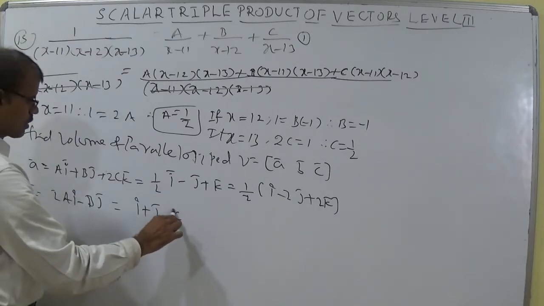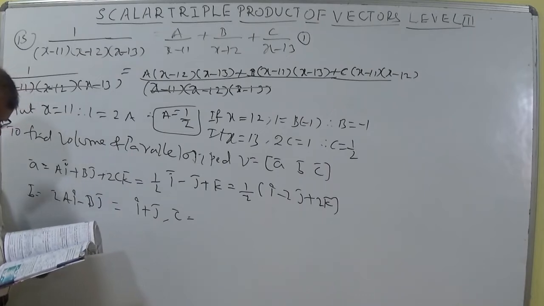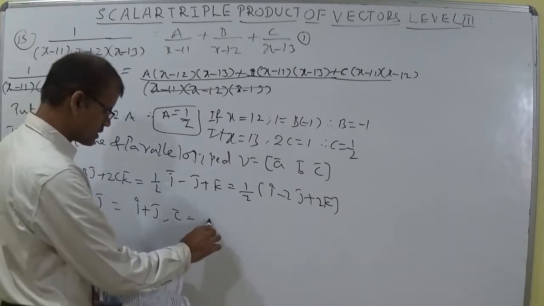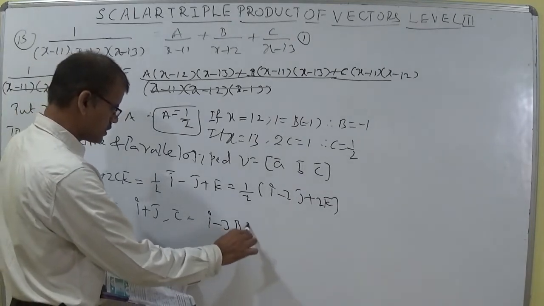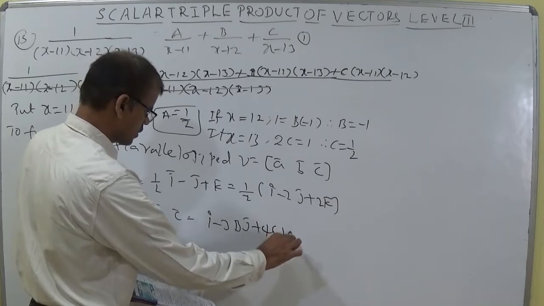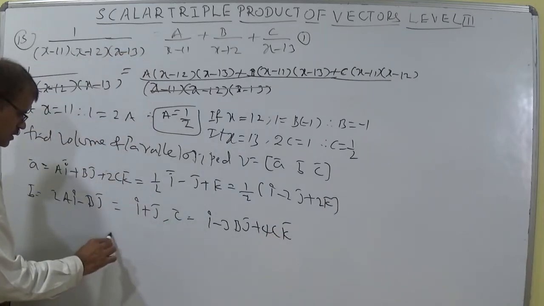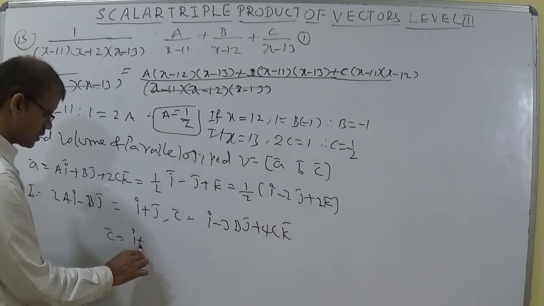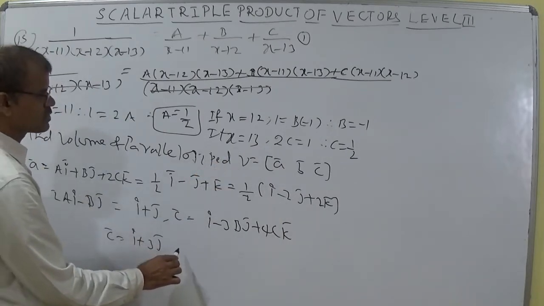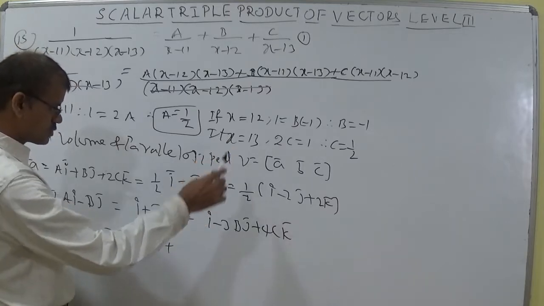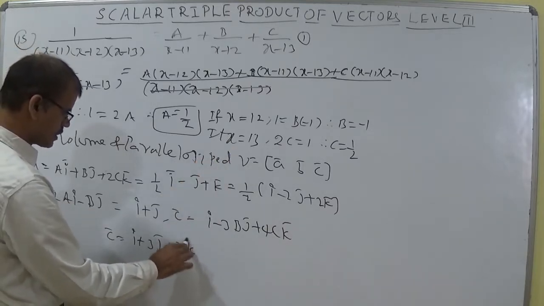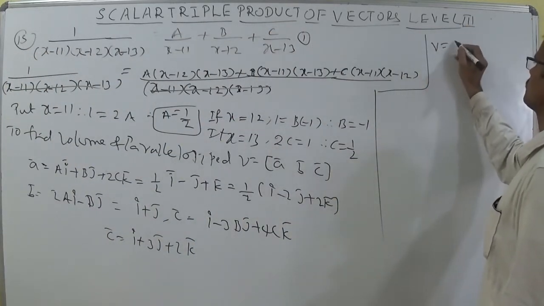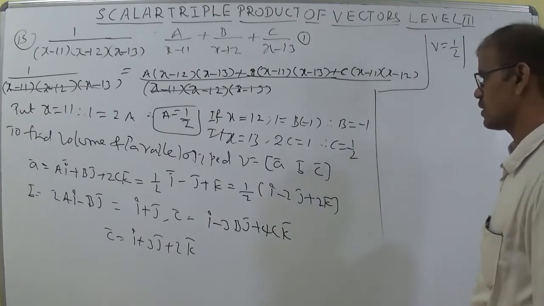Next c bar. C bar is given as the vector I minus 3bj plus 4ck. So c bar is equal to I minus 3bj, b means minus 1, so here it is 3j plus 4ck. 4c means, since 2c is equal to 1, 4c is equal to 2k. Using these values, you can calculate the volume of the parallelepiped, 1 by 2 into box ABC.